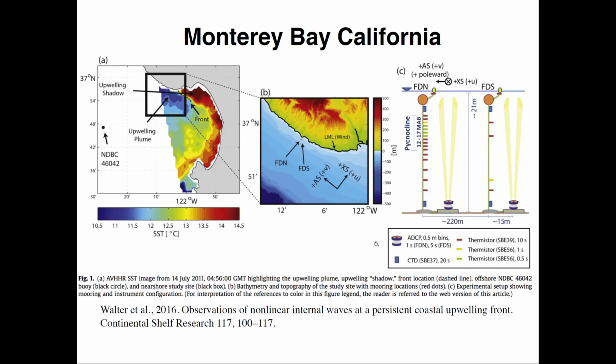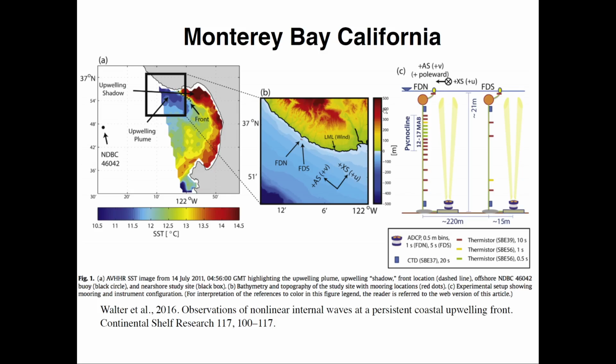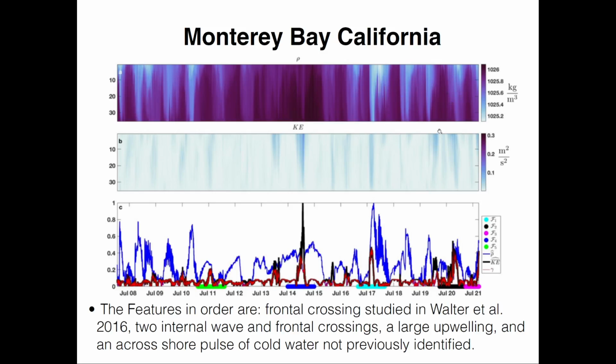So let's give an example. This is Monterey Bay, California, from Walter et al. 2016. These are observations of nonlinear waves. And so we have these ADCPs, and we get all kinds of information from them, from the CTD, of course. So I'll refer you to this, but it's in California, and from that collection array, we end up with these data sets, right? So here's density, and here's kinetic energy. So that's the top and middle.